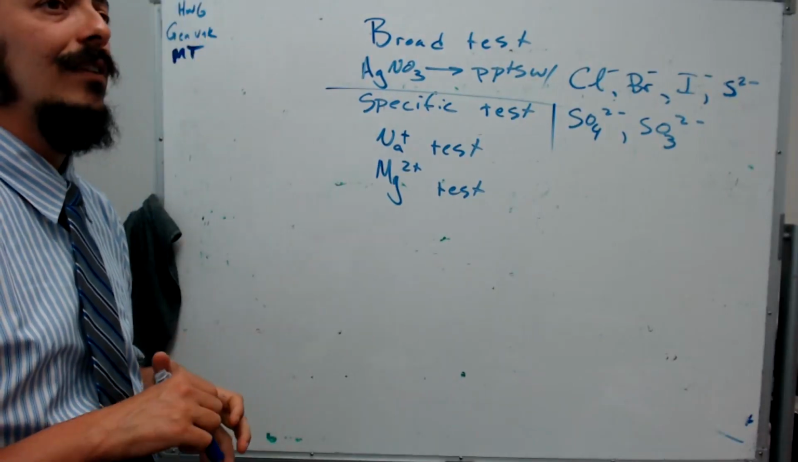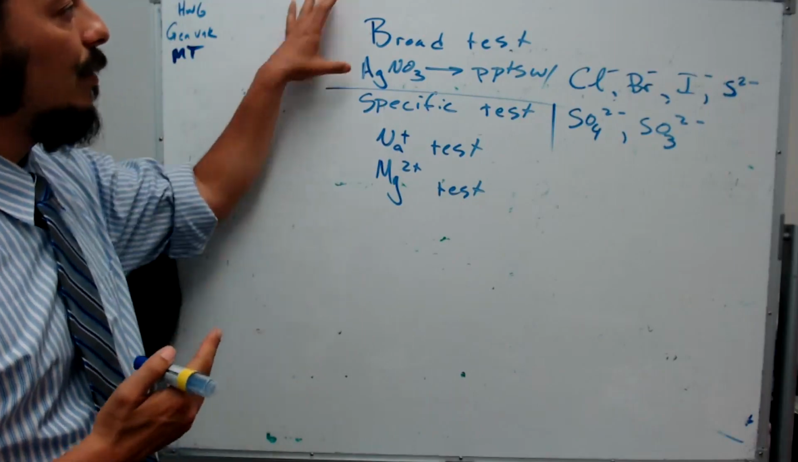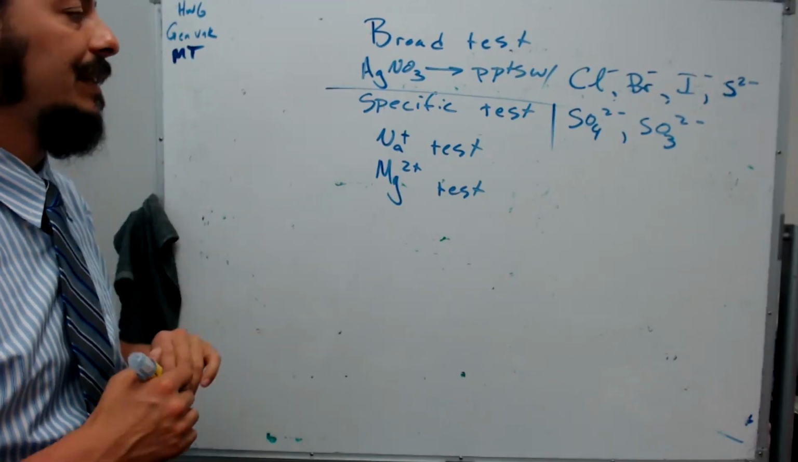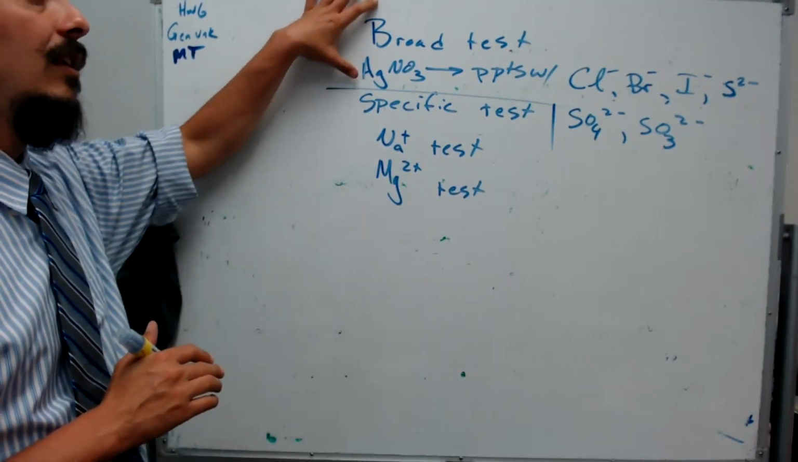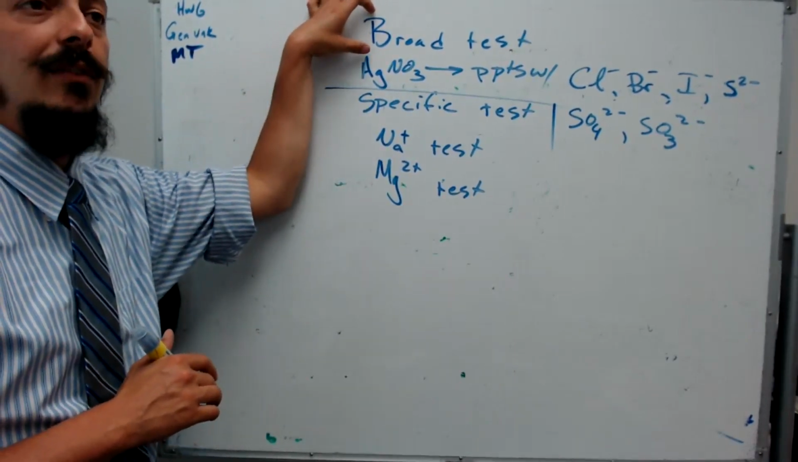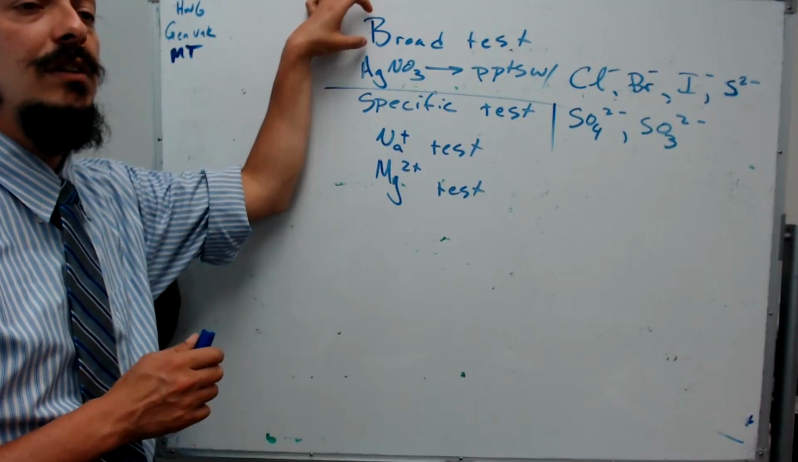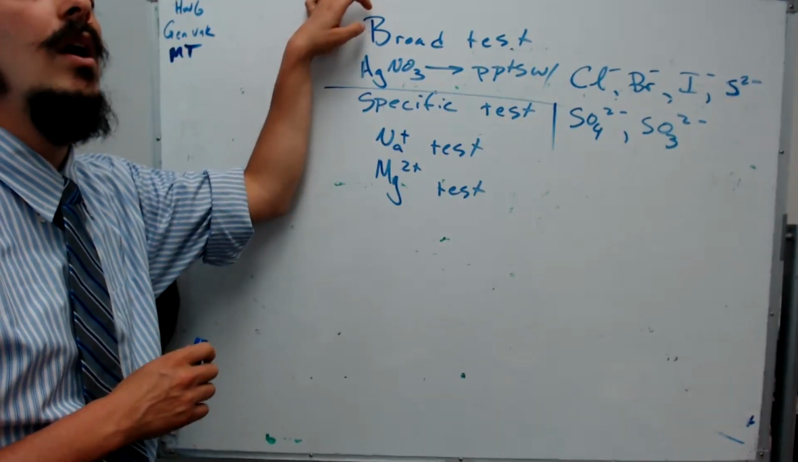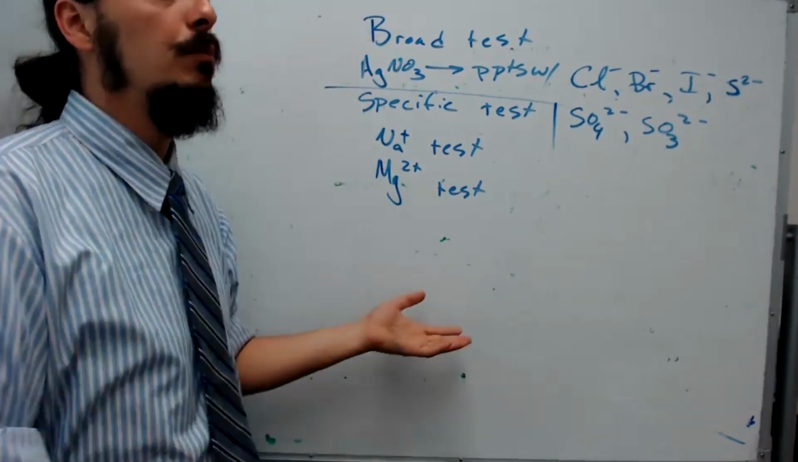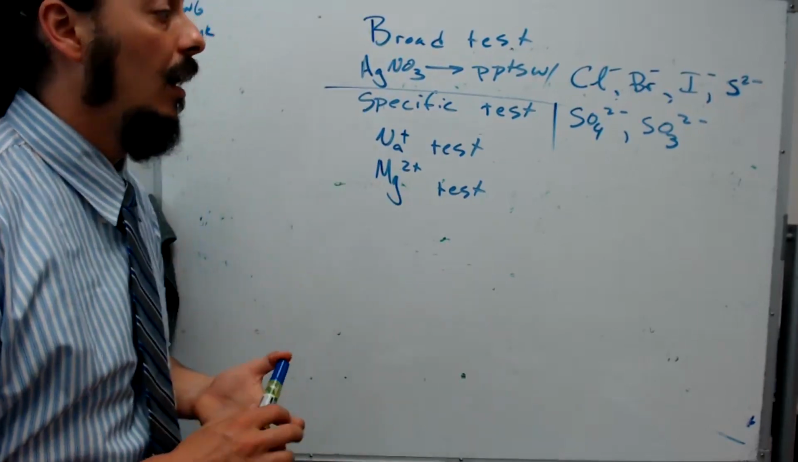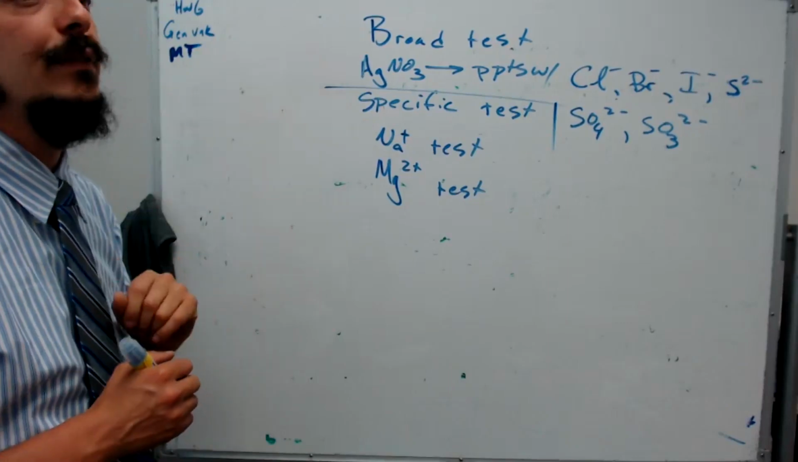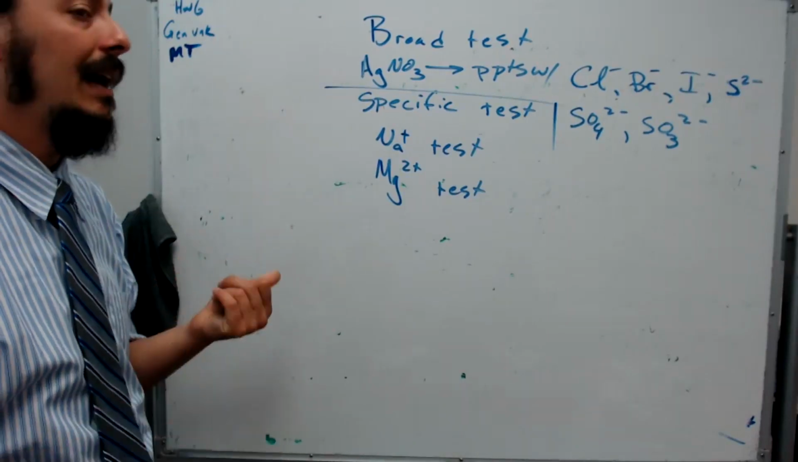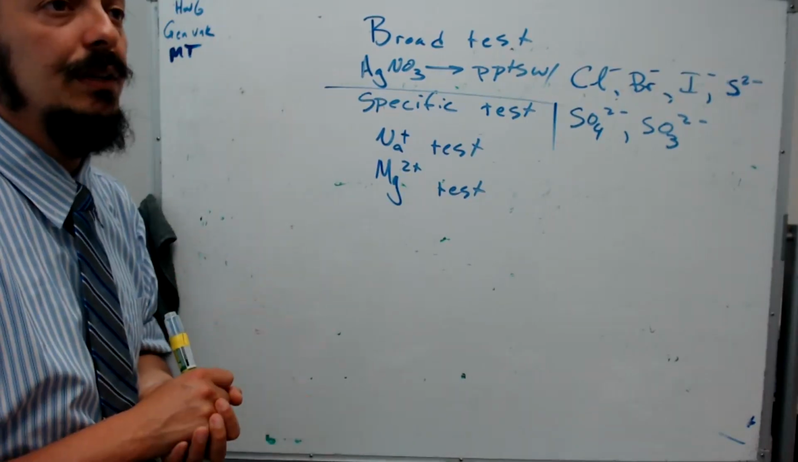Okay. So that's where we can think about broad tests and specific tests. What you have to start thinking about is, where did I use reagents in multiple tests? Where did I use the same reagent in several different things, or one reagent that responded to multiple different things? And in this example, that is silver nitrate. We added silver nitrate, we saw how it responded.